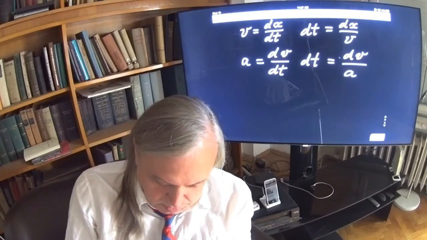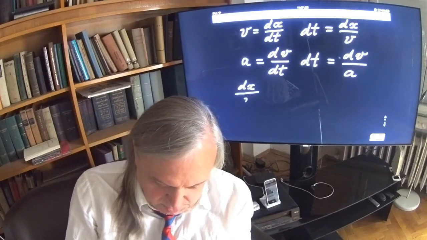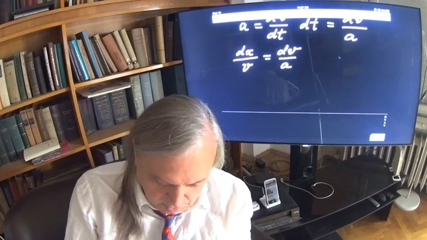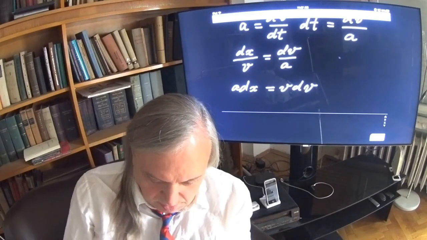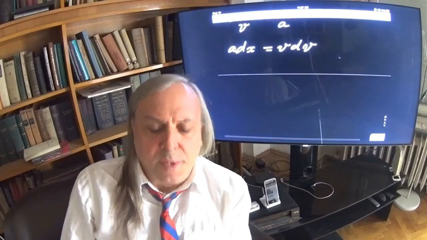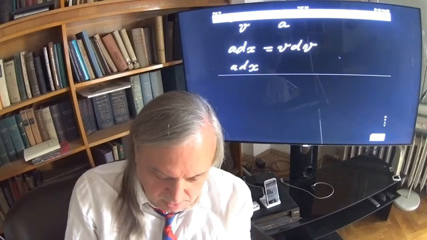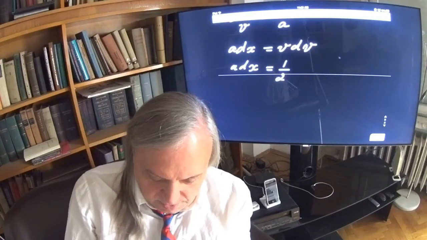Now these two expressions being equal allow us to write dx over v equals dv over a, or a dx equals v dv, which may also be written as a dx equals 1/2 d(v squared).